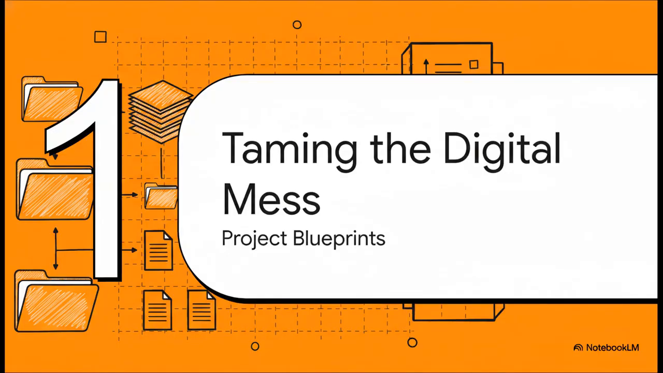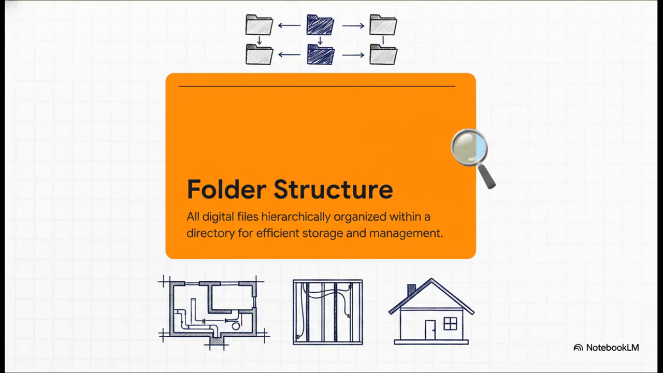Okay, so where do we even begin? We're going to start with the big picture, the master blueprint for any digital project. And that's its file and folder structure. Honestly, this is probably the first and maybe the most important organizational call you're going to make. And you should think of it exactly like the architectural blueprint for a house. Seriously, it tells you where everything goes, right? From the foundation all the way to the roof.